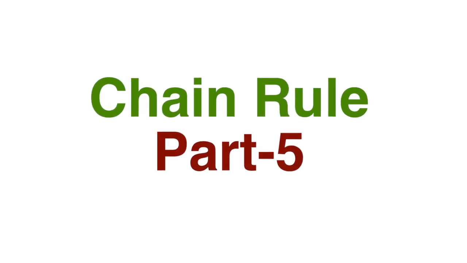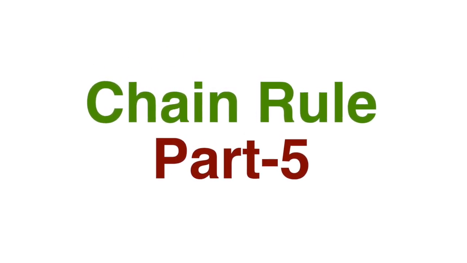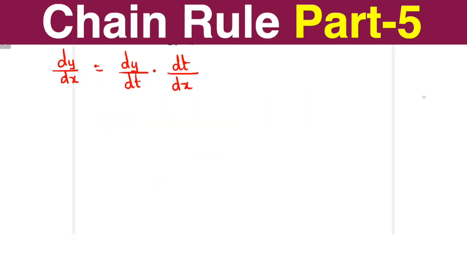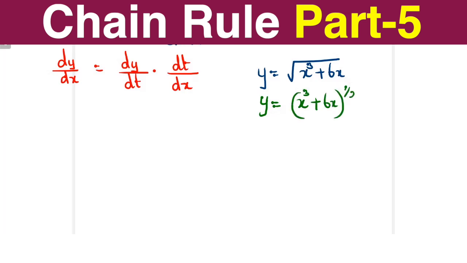In this video, we'll continue to see about chain rule using different examples. Let's take an input function y is equal to square root of x cube plus 6x. Now let's try to understand how to apply chain rule for this function. I can look at this function like this. y is equal to x cube plus 6x the whole power half.